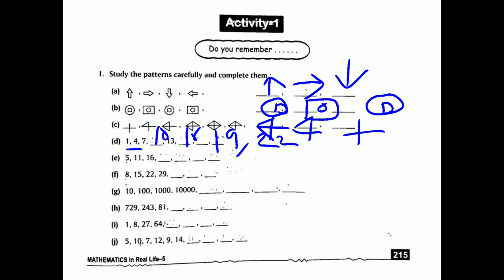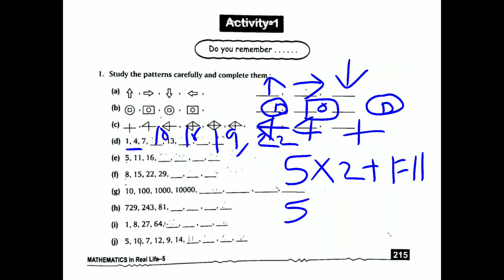Now in E part, after 5, 11 comes. Clear? How does this 11 come? They said 5 multiplied by 2 plus 1, then it comes 11. Next time what they do with the 5 only, they multiply with 3 and then they plus 1. Clear? Answer comes 16. So next time you multiply 5 with 4. Clear? And then the answer comes. So see how we do.